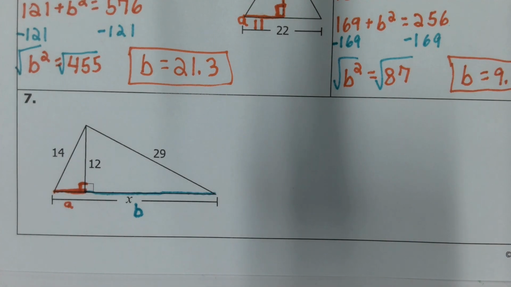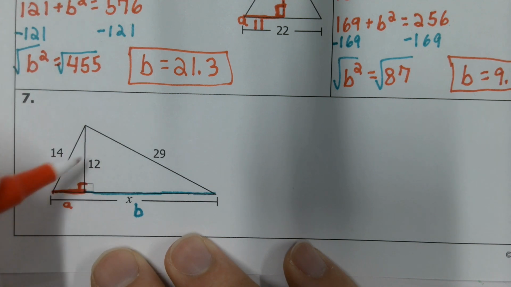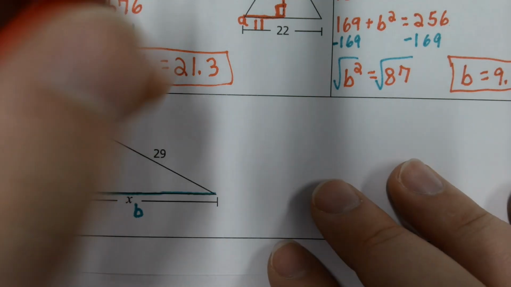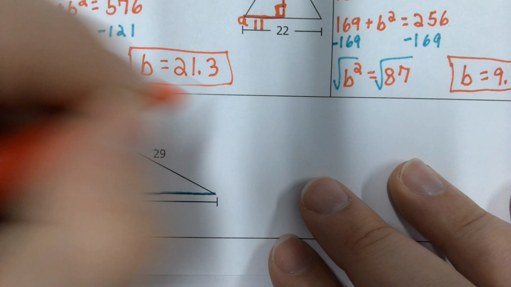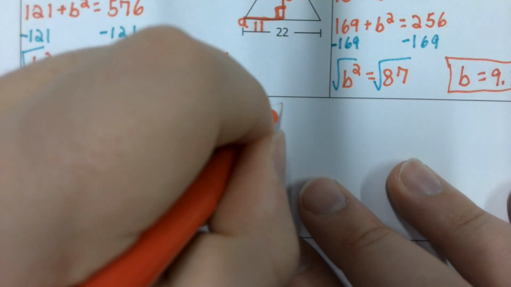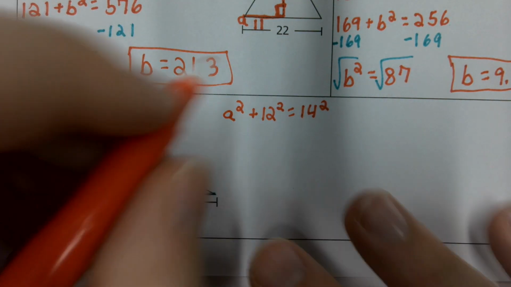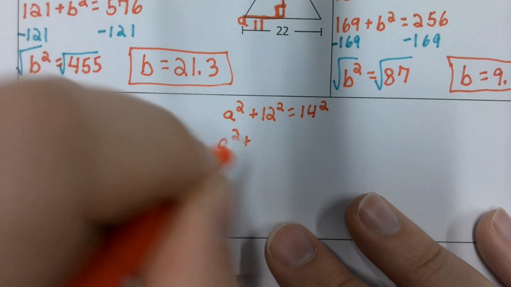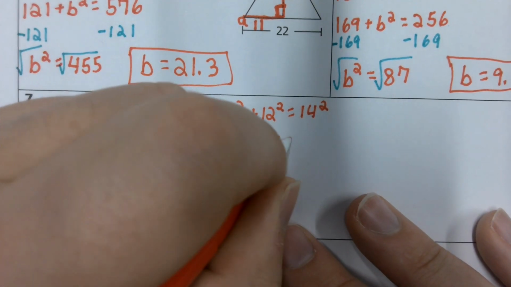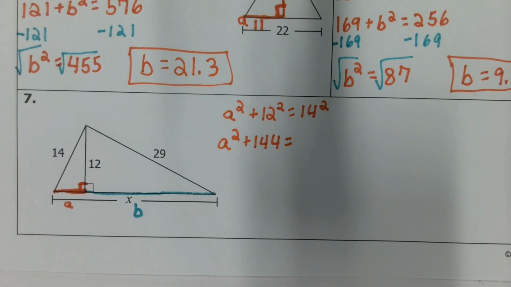So if I'm looking here, I have a leg that I want to find, which is A, and I know that this is 12, my other leg, and this is C, my hypotenuse. If I set up my Pythagorean theorem, I would have A squared plus 12 squared equal to 14 squared. If I simplify that, that'd be A squared plus 144 equals 14 squared, which is 196.